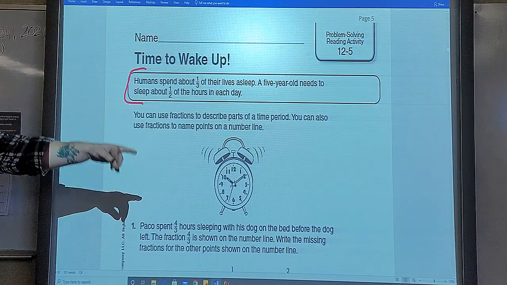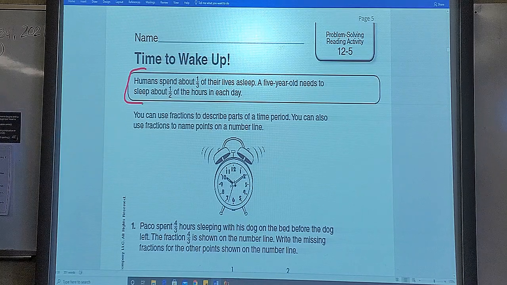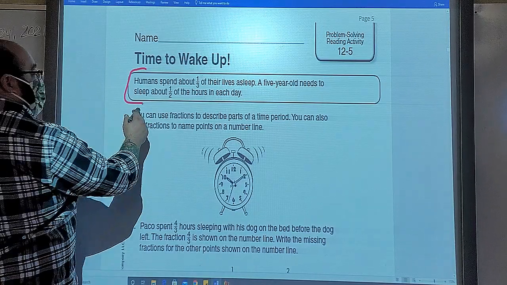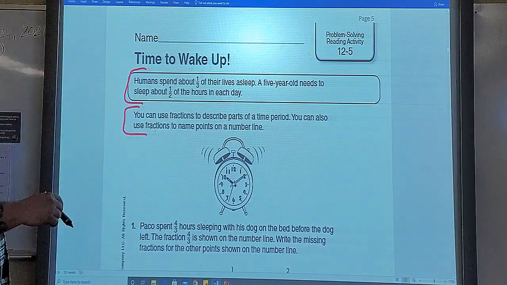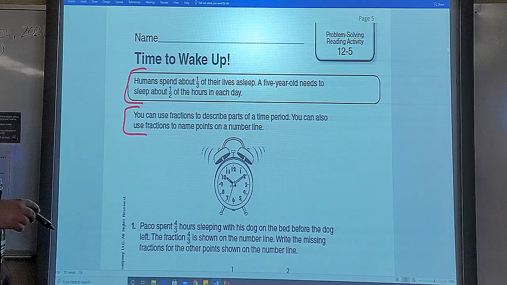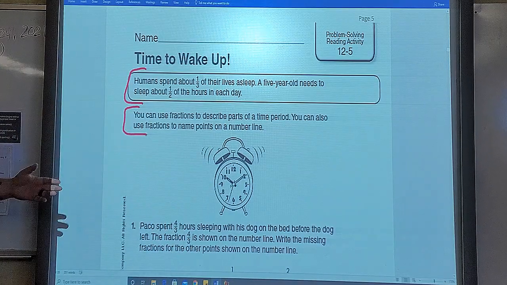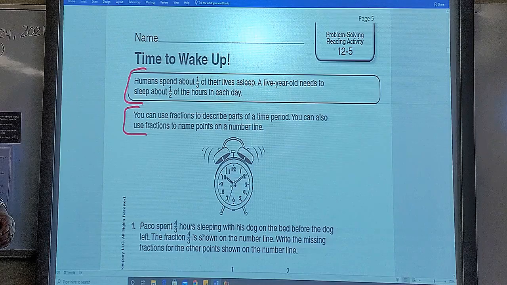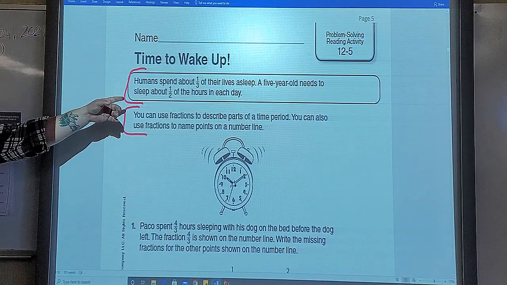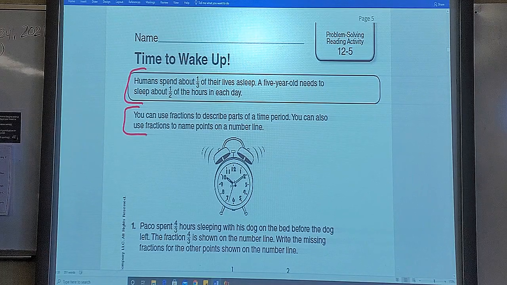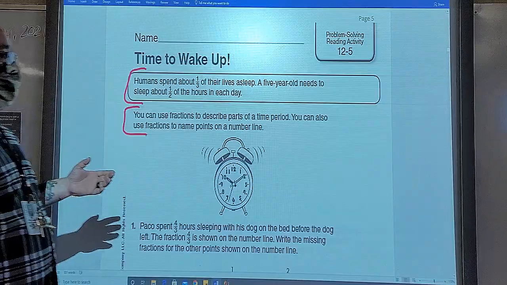Fractions are also what the clock is divided into, right? So you can use fractions to describe parts of a time period. You can also use fractions to name points on a number line. So we did the number line, we've been working on that. The time period is also exactly what we're talking about, right? We just talked about it up here. We talked about a 5-year-old sleeping 12 hours a day, because 12 is 1/2 of 24.